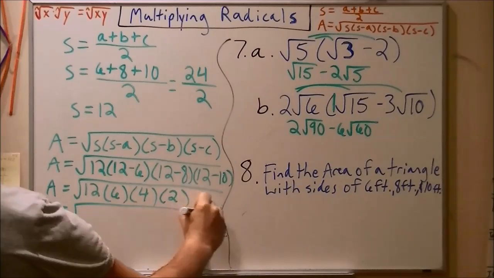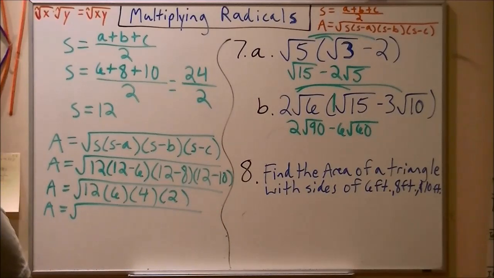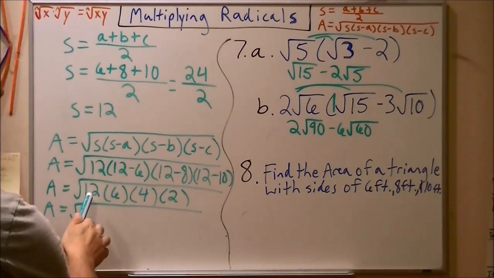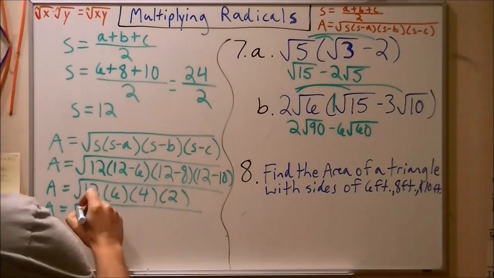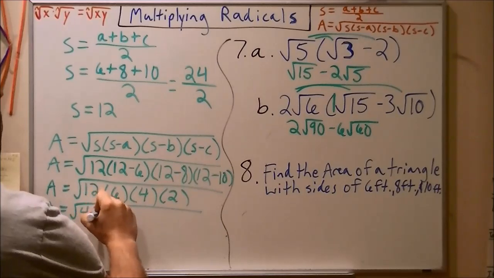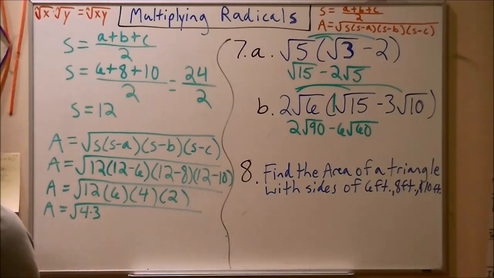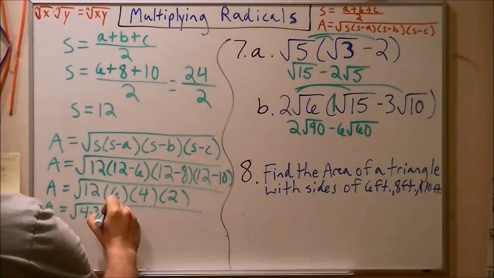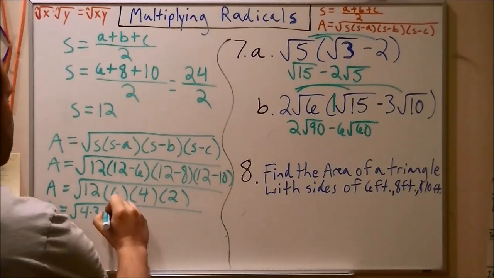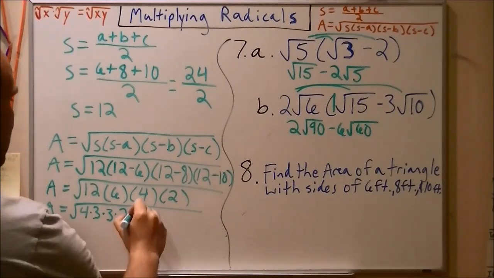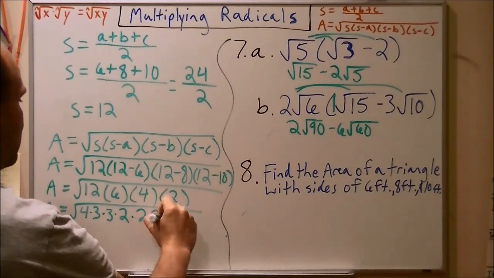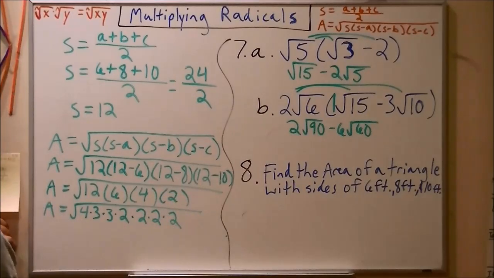Okay, keep breaking these down more. 12. What are two factors of 12 to get me closer to prime numbers? How about 4 and 3? 4 times 3. What are two prime factors of 6? 3 and 2. What are two prime factors of 4? 2 and 2. And all that we have left is 2.